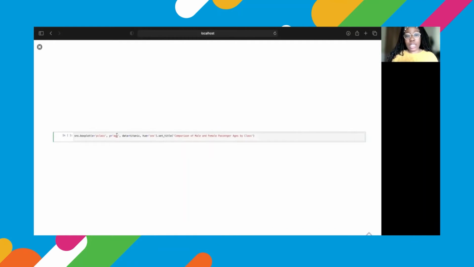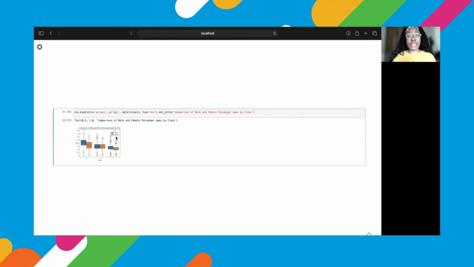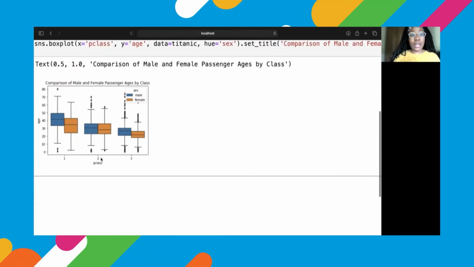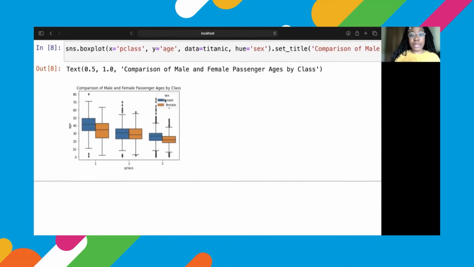So here we're going to get a box plot of the comparison of male and female ages by class. We can see here, males are in blue and females are in orange, and we can see first class, second class, third class. Okay, so that's now showing the comparison in terms of age.